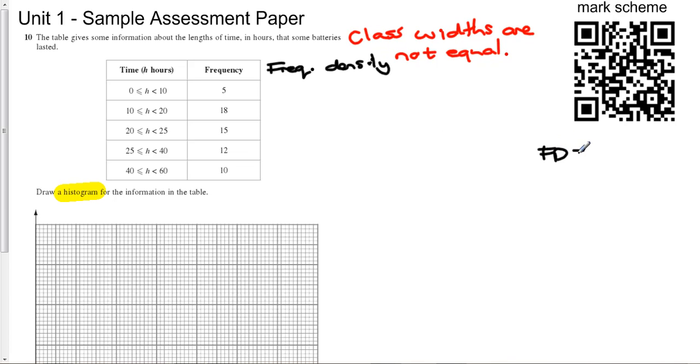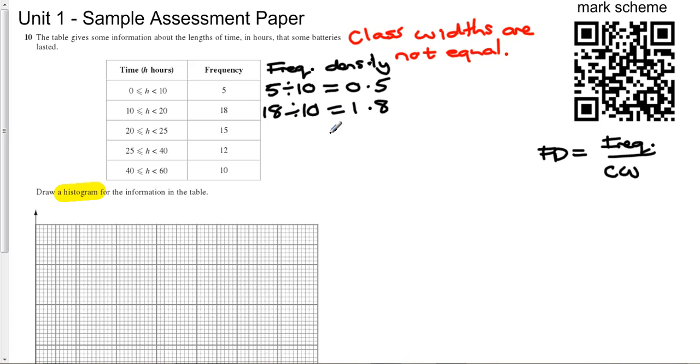and frequency density is the frequency divided by the class width. So for this particular one, it's going to be 5 divided by 10, so that's 0.5. This one is 18 divided by 10, which is 1.8. This is 15 divided by the class width of 5, and this one is 12 divided by 15, which is 0.8, and then finally we've got 10 divided by the class width of 20.